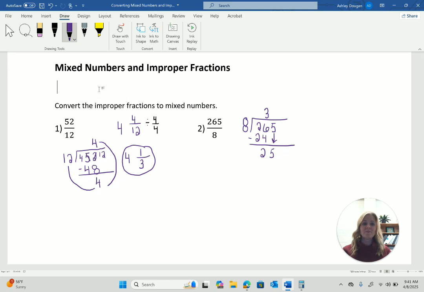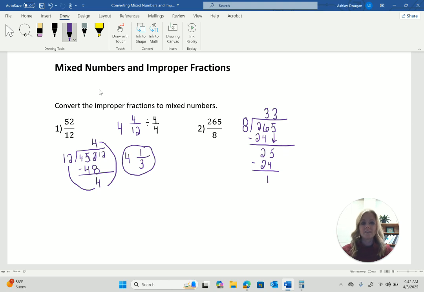Once I get to 25, I'm going to start the whole thing all over again. I'm going to look at how many times will 8 go into 25. Well, it will go 3 times. And again, if you're not sure, that's kind of where we go through your multiplication tables. Use your calculator to help you. And then multiply. 8 times 3 is 24. And subtract. 25 minus 24 is 1. I don't have any numbers to bring down, so I know I'm finished with the long division process.